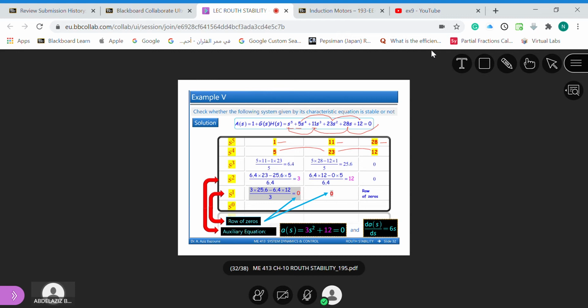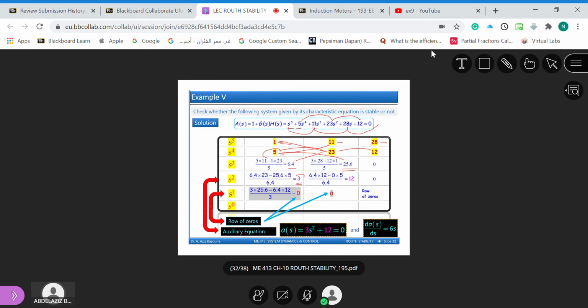We construct this one normally: 5 times 11 minus 1 times 23, over 5. We get 6.4. And this one here will be 5 times 28 minus 1 times 12, divided by 5. We will get this. And then we construct the next one. The next one will be 6.4 times 23 minus 5 times 25.6, divided by 6.4. This will give you 3. And similarly, we can find this one.